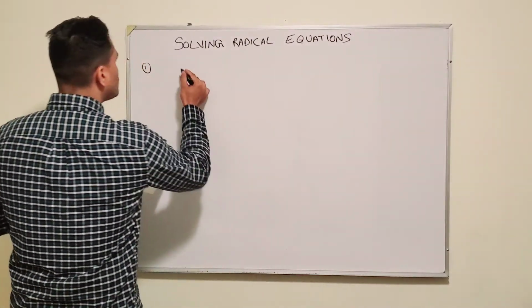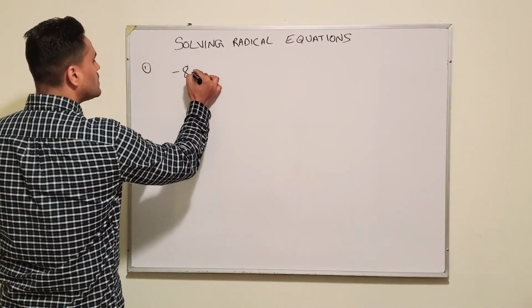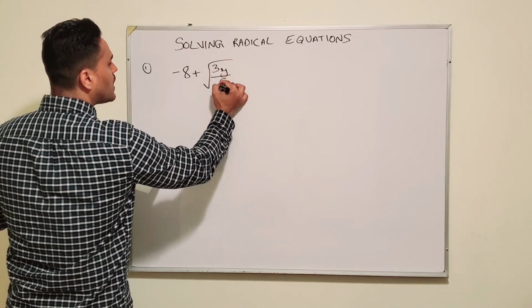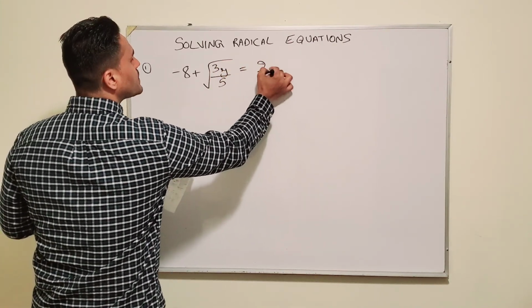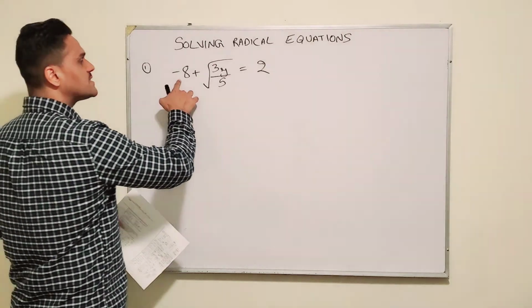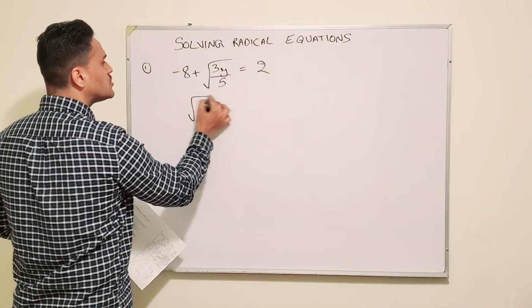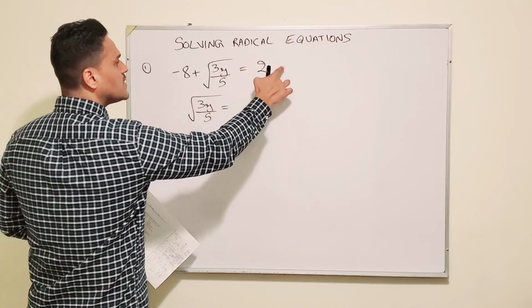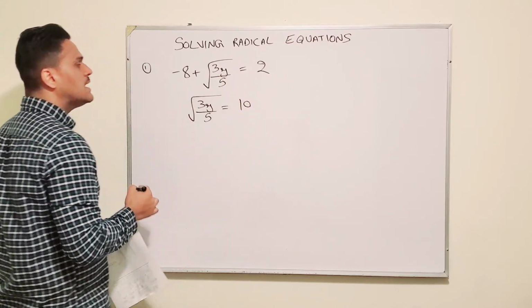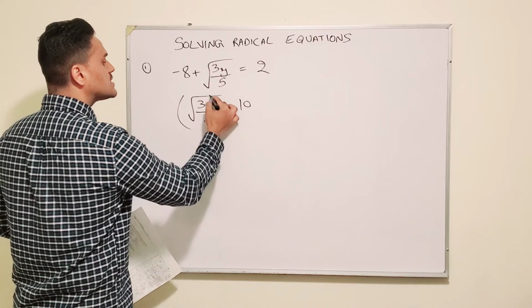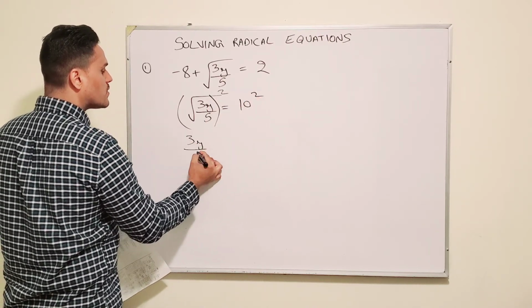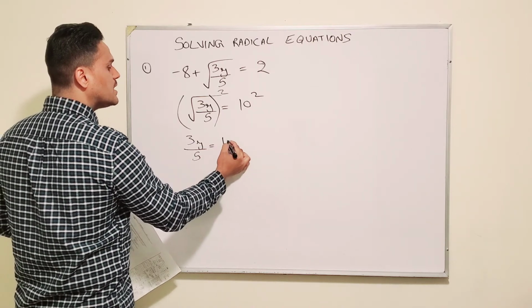For the next question, we have minus 8 plus square root of 3y over 5 is equal to 2. Again, we're going to first move minus 8 to the other side. It's going to become 2 plus 8, which is 10. And now to get rid of the square root, we're going to square both sides. So this is just going to be 3y over 5, and 10 squared is going to be 100.